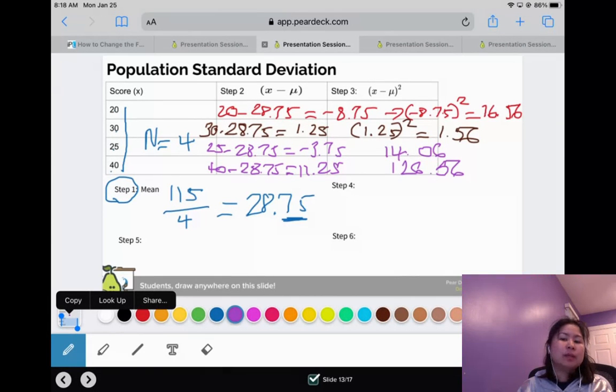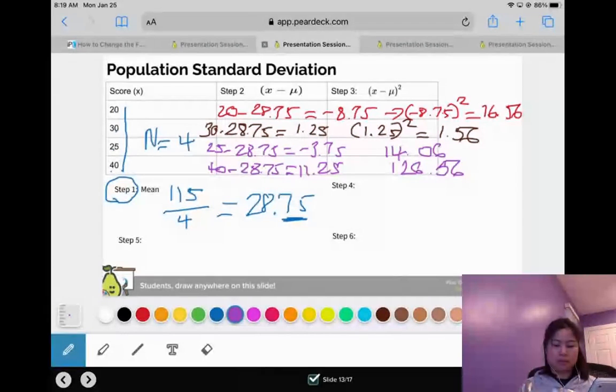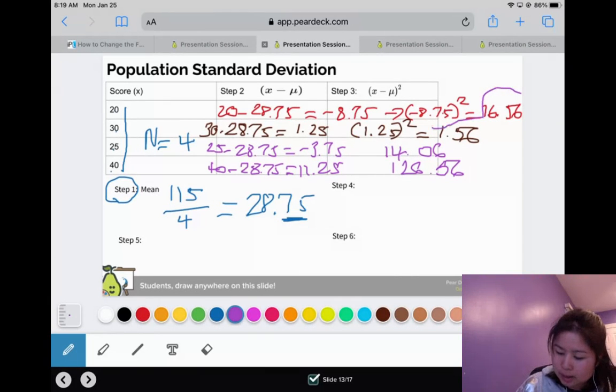A lot of you asked me a question on what to do for step 4 and step 5. If that's the case when you took the last summative, I'm hoping you pay attention to the steps. Step 4 is that I'm going to add every single value from step 3. So I'm taking 76.56 plus 1.56 plus 14.06 plus 126.56, okay? So I would add all of these values to get to step 4.